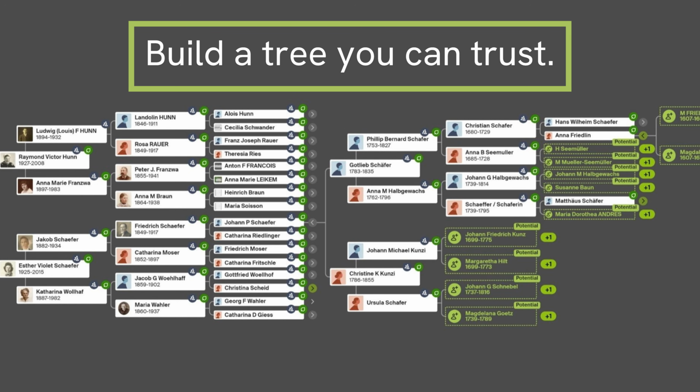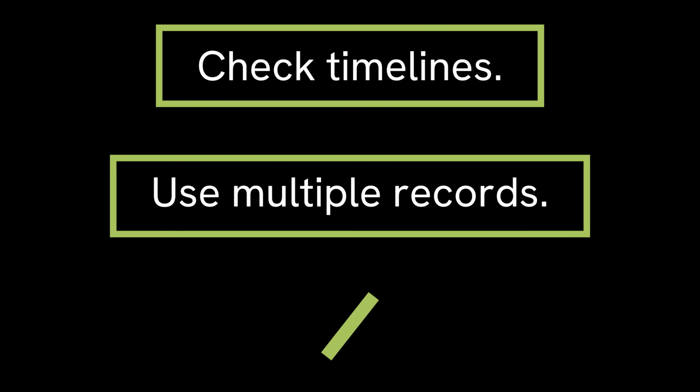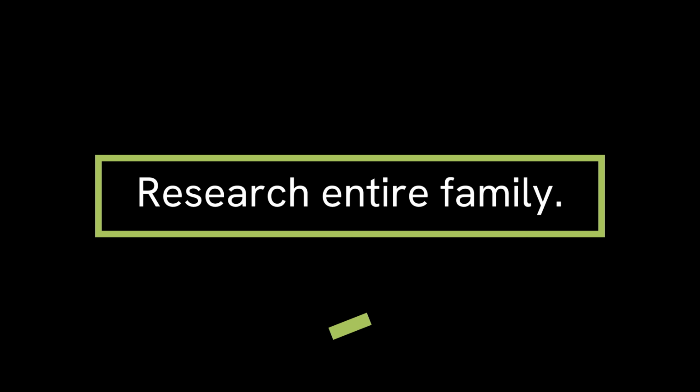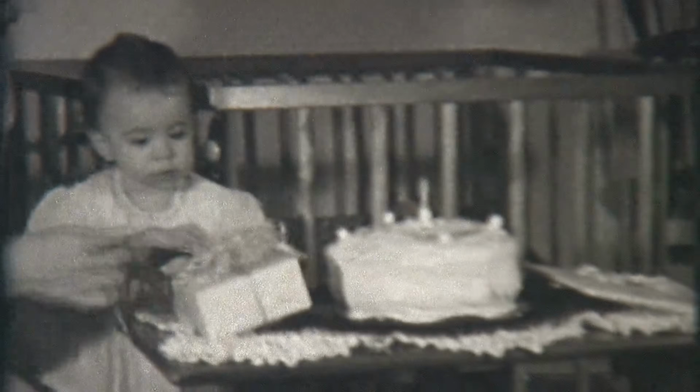So let's quickly recap. The biggest genealogy mistake is copying information without verifying it first. To avoid that mistake, use multiple records, check timelines carefully, pay attention to locations, research the entire family, and most importantly, slow down. Because in genealogy, fast research often creates slow problems later.